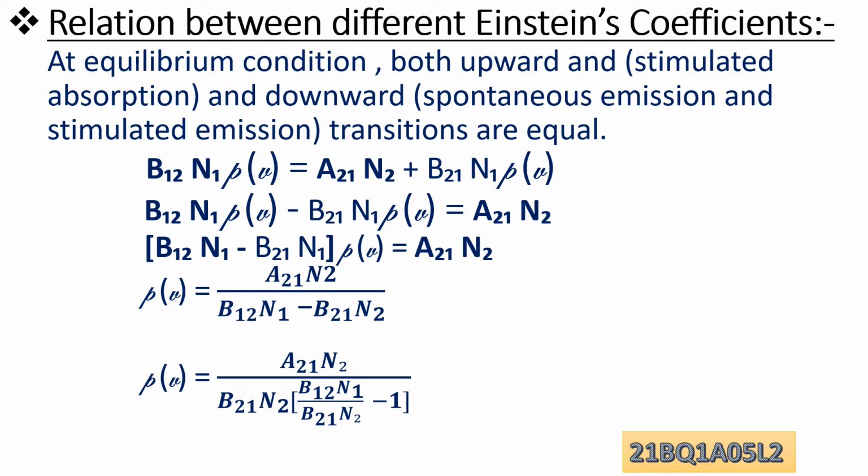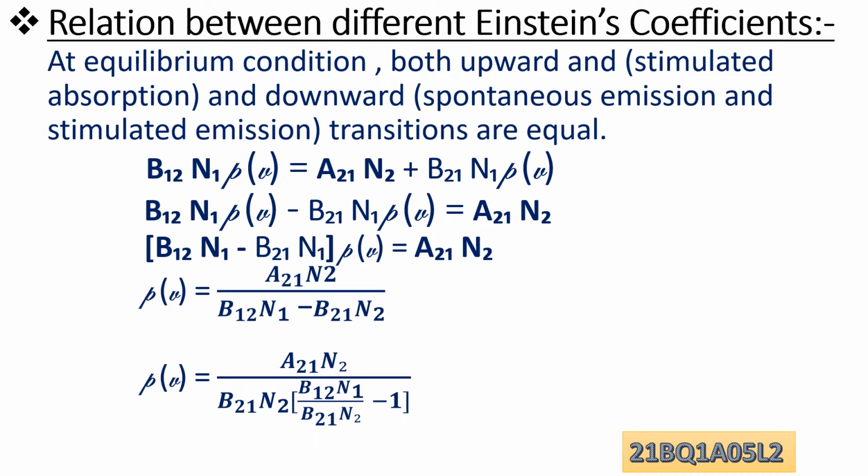Now taking rho of nu, that is energy density, in common, we get (B12 N1 minus B21 N2) rho of nu equals A21 N2. Now sending the part before the rho of nu to the denominator, we get rho of nu equals A21 N2 by (B12 N1 minus B21 N2).